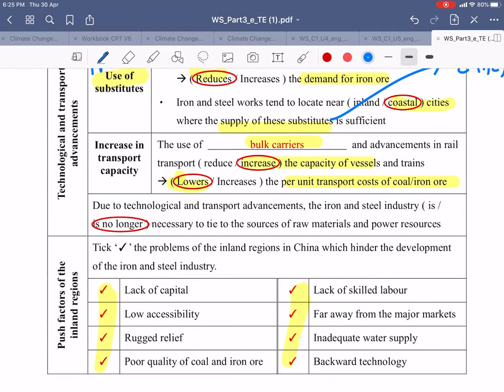nowadays, because the technology is also getting better, the bulk carriers and advancement of railway transport will increase the capacity of the vessels, okay? Just like container ships. We can make good use of the bulk carrier, and then the capacity of the transport will increase, and also the transport cost will be reduced. And also because of the technology and transport advancement, the iron and steel industry is no longer necessarily linked to the raw material and also power resource.